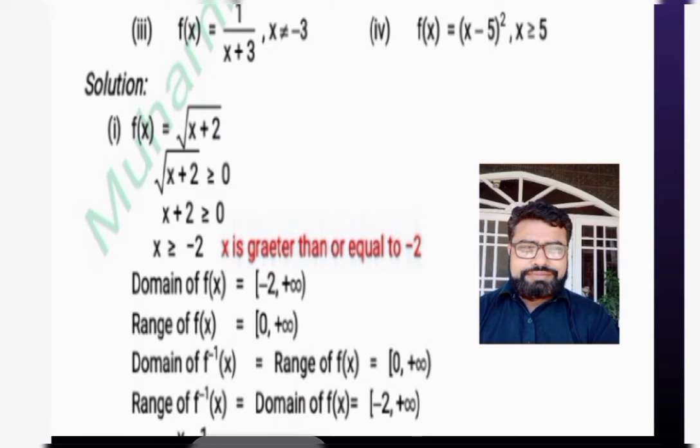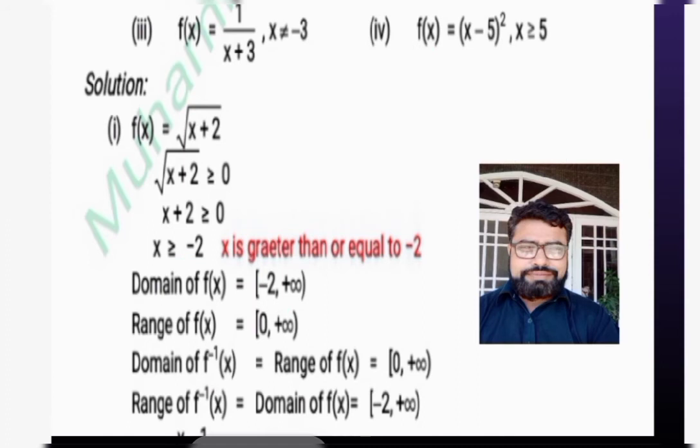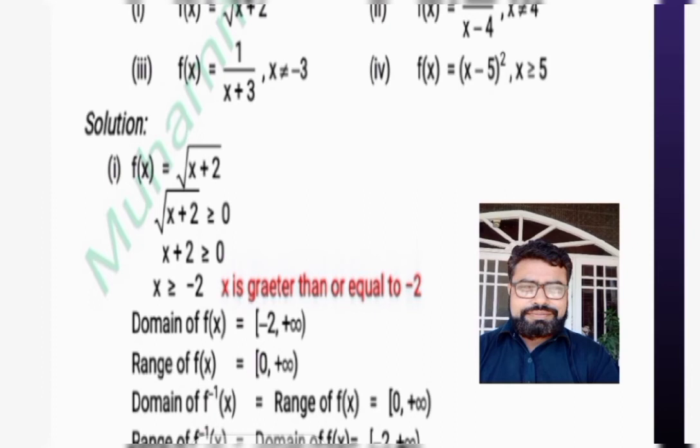Greater than or equal to minus 2 means we have to mention it in the square bracket. Greater than minus 2 means minus 2, minus 1, 0, 1, and this process will continue till infinity, as I've told in the last question. So the domain is from minus 2 to infinity, and now we will find the range.